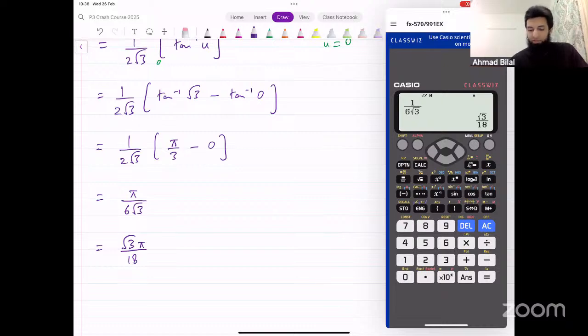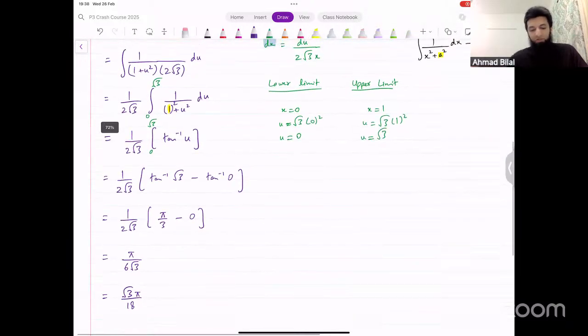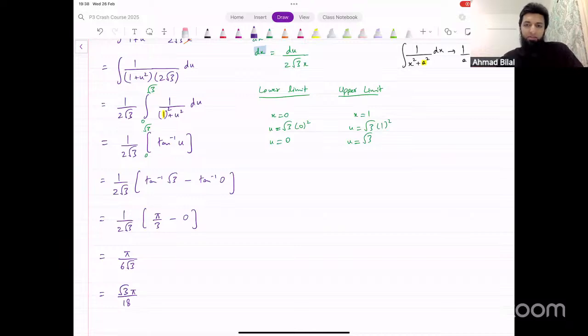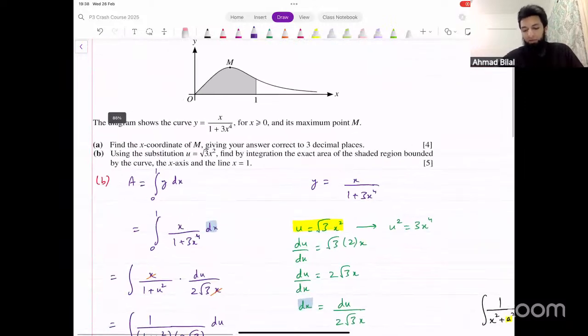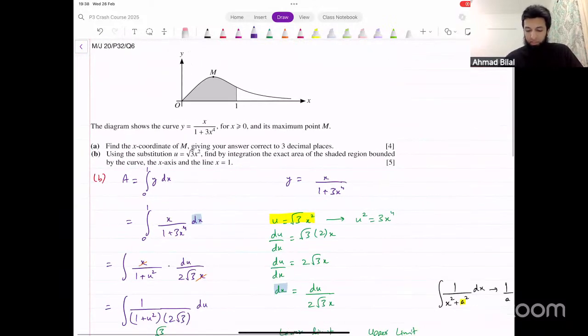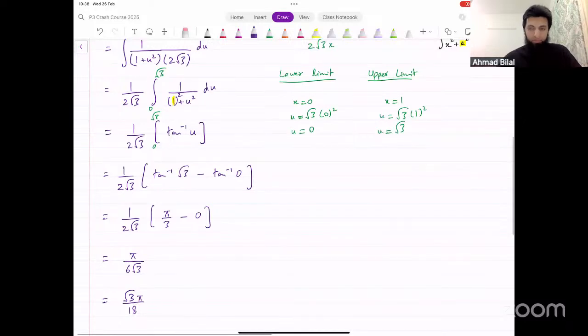Any problems with this? So once you've done practice, you will find that this is not one of the more difficult questions. It's like average difficulty. Once you've done a lot of practice, of course, that's when you will find this not that difficult.